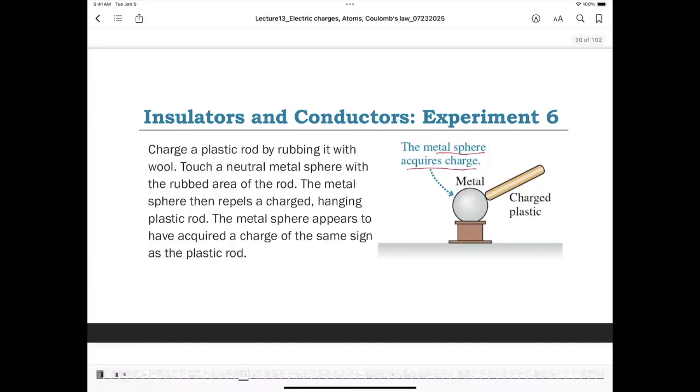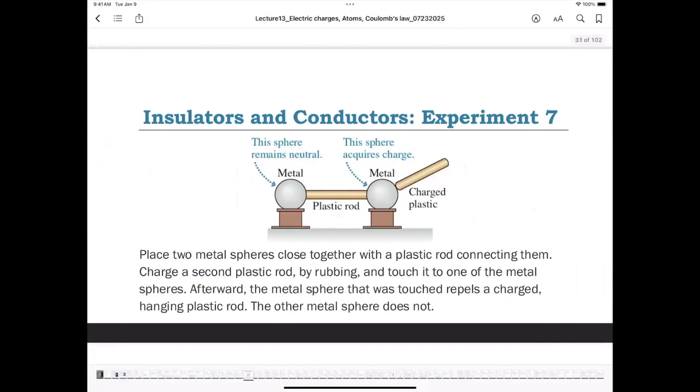Place two metal spheres close together with a plastic rod connecting them. Charge a second plastic rod by rubbing, and touch it to one of the metal spheres. Afterward, the metal sphere that was touched repels a charged hanging plastic rod. The other metal sphere does not.